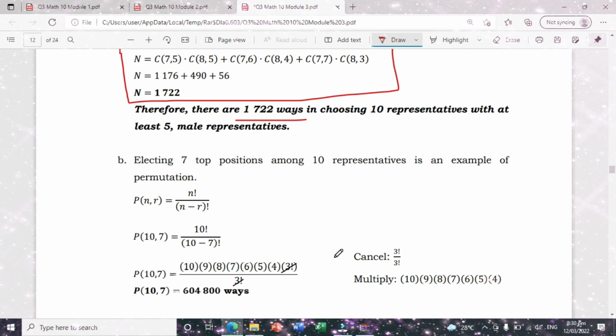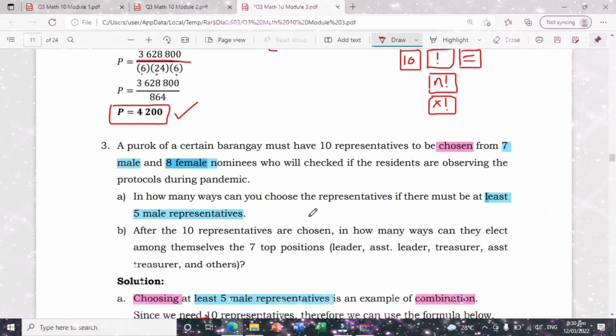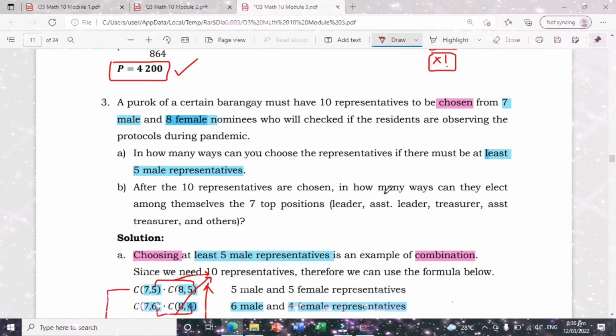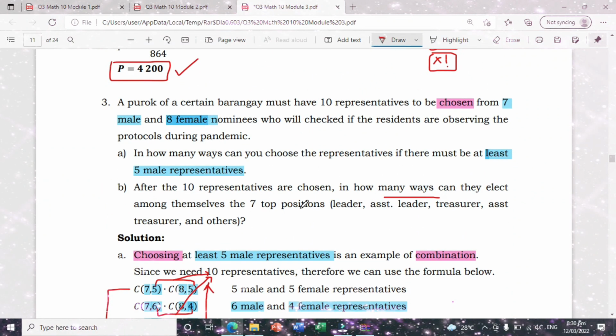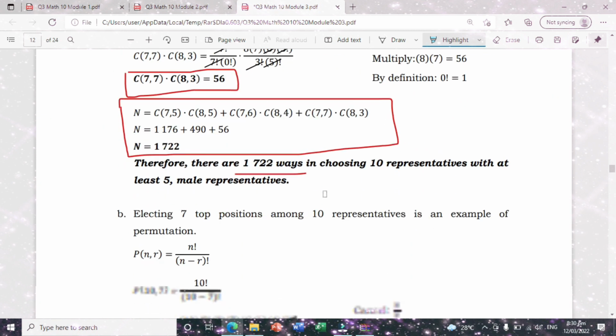Okay, letter B. After natin makakuha ng 10 representatives, balikan natin. In how many ways can you elect among themselves the 7 top positions? So, kung makikita nyo, may mga positions na. Leader, assistant leader, treasurer, at saka others na. May others na dyan.